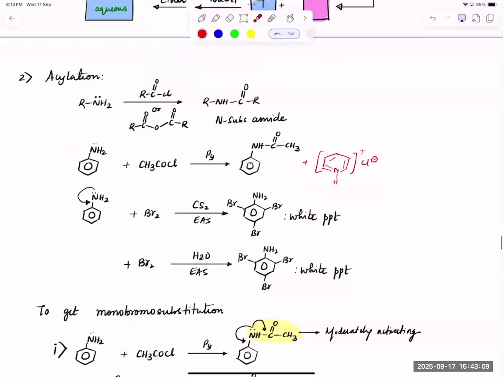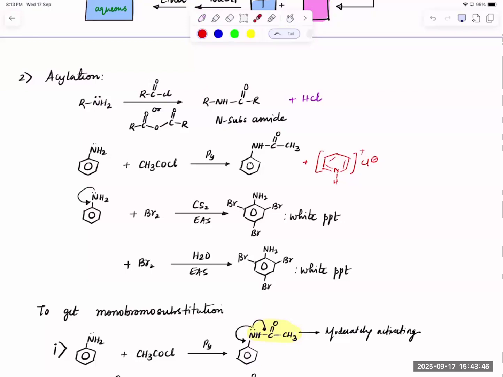Now the second reaction, which is acylation. Acylation is when amines react with acid chlorides or anhydrides, giving a C double bond O R substitution. Typically, the lone pair from nitrogen will attack here. First, it will release the Cl minus, and the released Cl minus will take away a proton and convert into HCl. So you would get an N-substituted amide form and HCl.